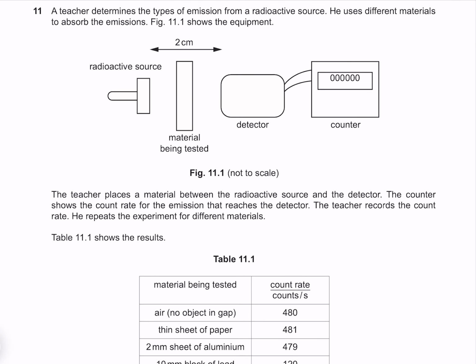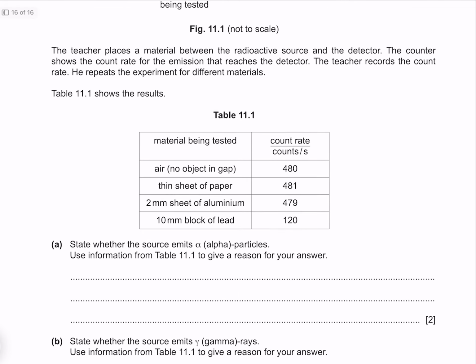A teacher demonstrates the types of emission from a radioactive source. He uses different materials to absorb the emissions. Figure 11.1 shows the equipment. The teacher places a material between the radioactive source and the detector. The counter shows the count rate for the emission that reaches the detector. The teacher records the count rate. He repeats the experiment for different materials.